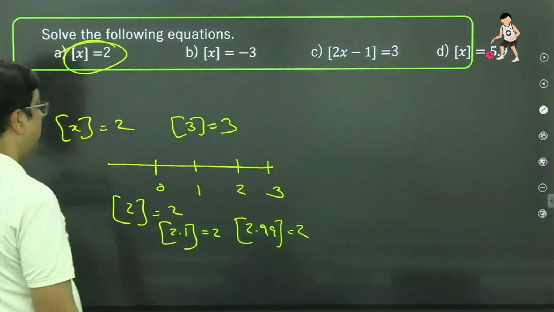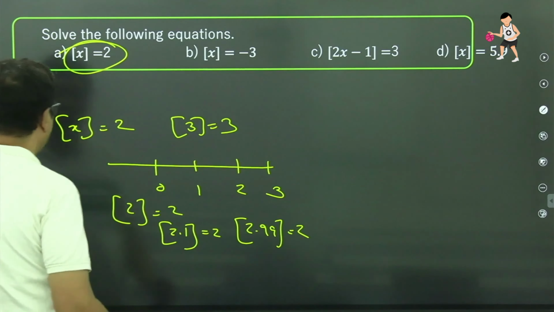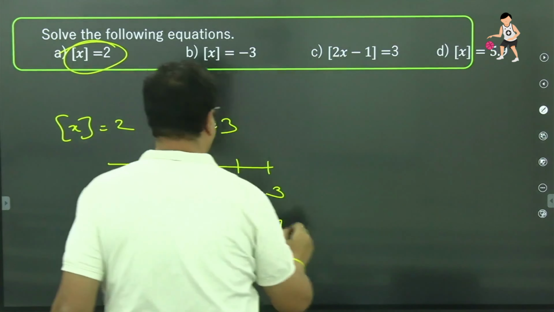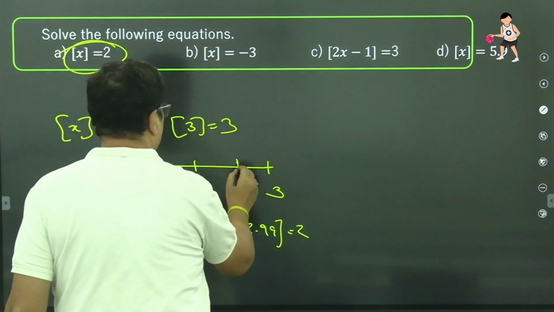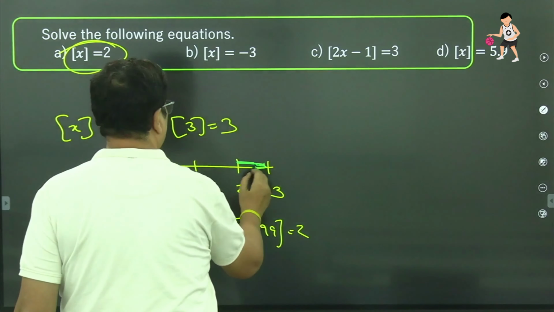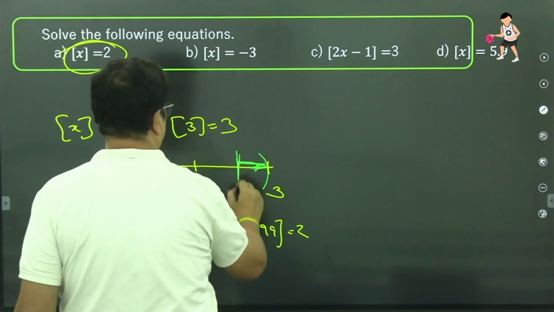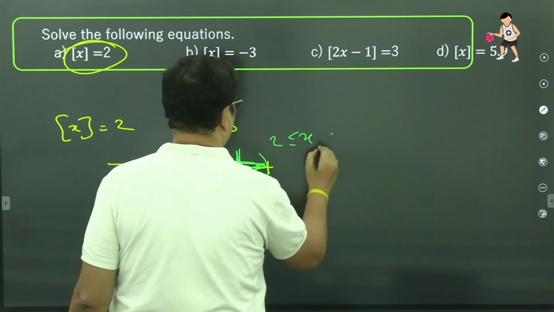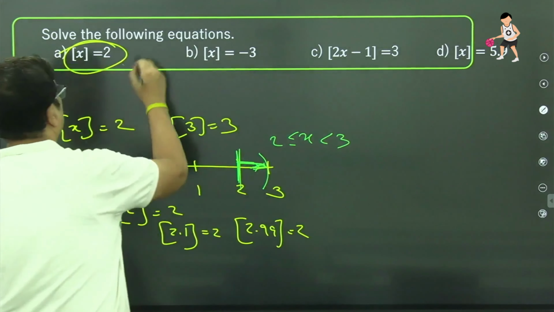What does it mean? X belongs to here, x belongs to 2 before 3. This is the area, 2 before 3. So x greater than equal to 2, less than 3. This is the answer of this question.